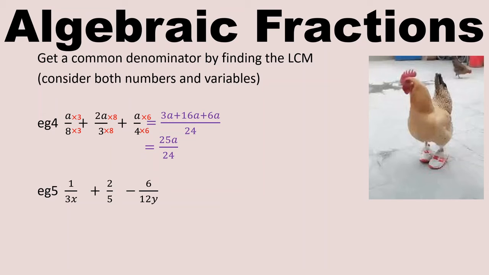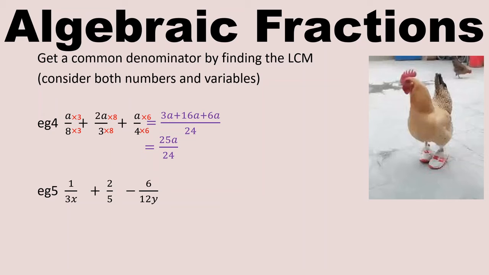So let's get a common denominator, and here it's a bit challenging because I need to think of the lowest common multiple of 3x, 5, and 12y. First, think about the numbers. What's the lowest common multiple of 3, 5, and 12? I'm thinking 3 times 20 makes 60, 5 times 12 makes 60, and 12 times 5 makes 60.